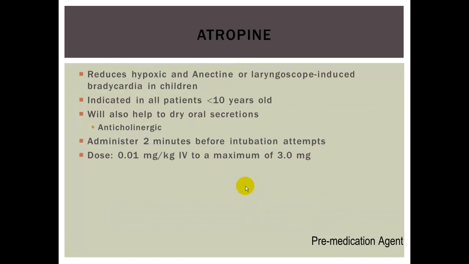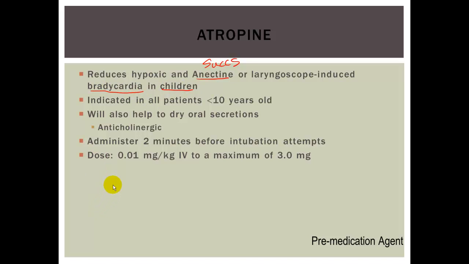Atropine reduces hypoxic and succinylcholine or laryngoscope induced bradycardia. And this is going to be Sux. Sux is essentially two acetylcholine molecules that we make synthetically. Bradycardia is a very high potential hazard in children.